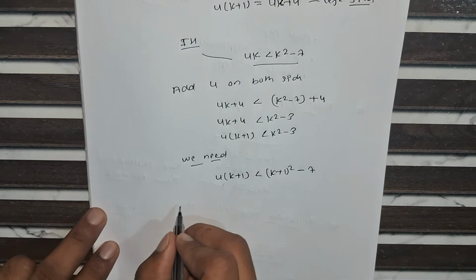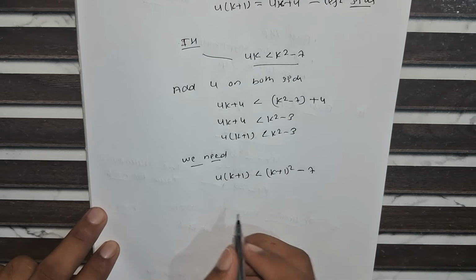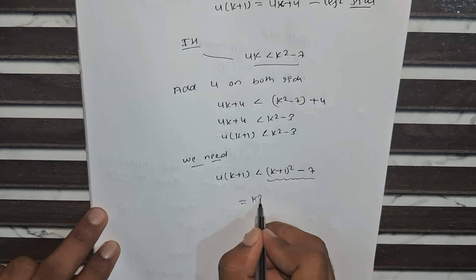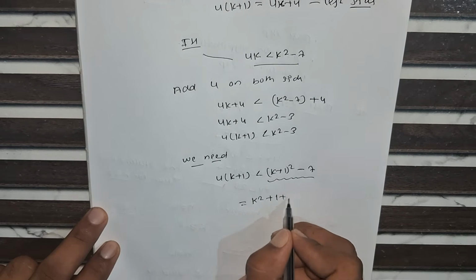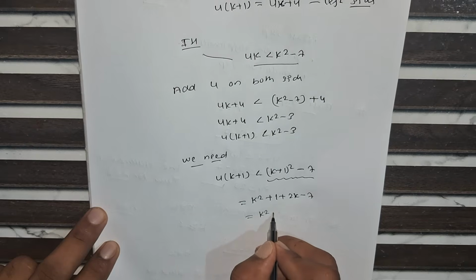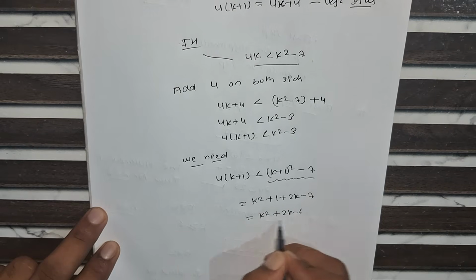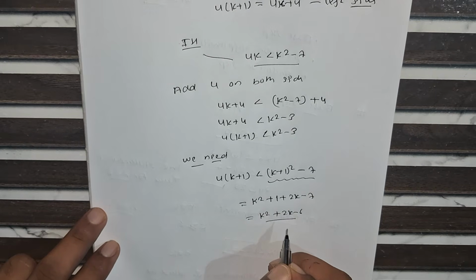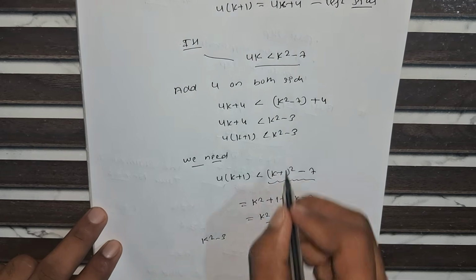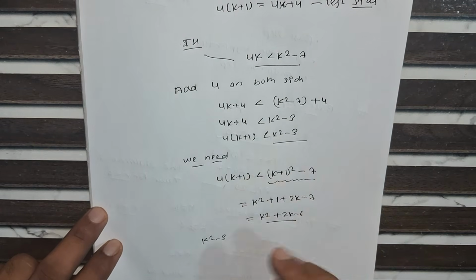So now expand this RHS. What is our RHS? It is k plus 1 whole square minus 7. When you solve it, you will get k square plus 1 plus 2k minus 7. So when you solve, you will get k square plus 2k minus 6. This is nothing but our RHS. Now compare k square minus 3, which we got with the help of this induction hypothesis.